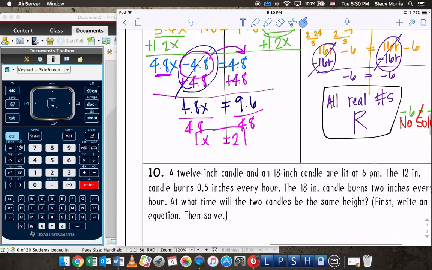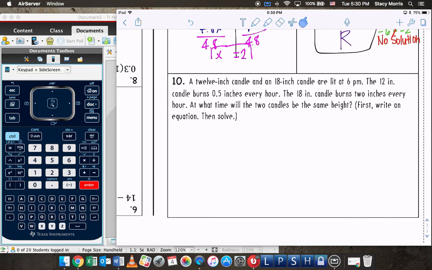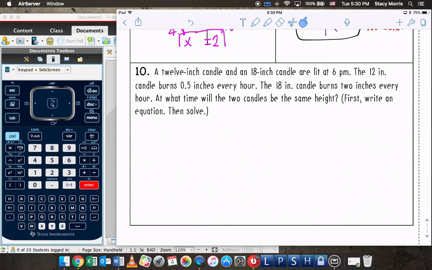All right, last one. This one's a little bit tricky. So we have a 12-inch candle and an 18-inch candle that are lit at 6 p.m. The 12-inch candle burns at 0.5 inches, or half an inch basically, every hour. The 18-inch candle burns 2 inches every hour. At what time will the two candles be the same height?